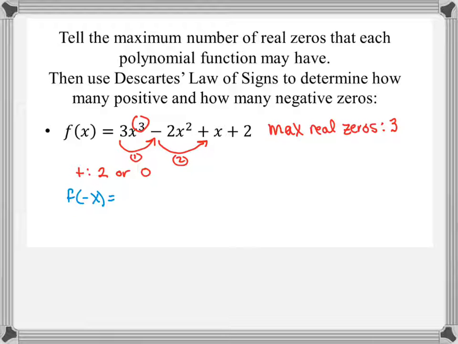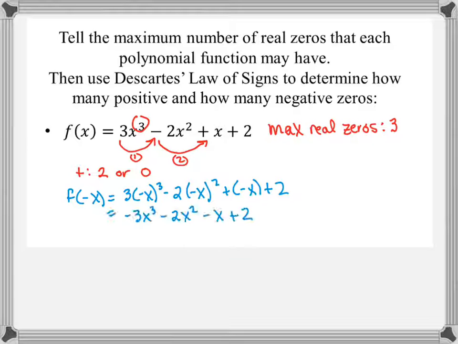To find the number of possible negative real zeros, we need to find f of negative x. So I will substitute negative x in for x: 3 times negative x cubed minus 2 times negative x squared plus negative x plus 2. Simplifying, we get negative 3x cubed minus 2x squared minus x plus 2.